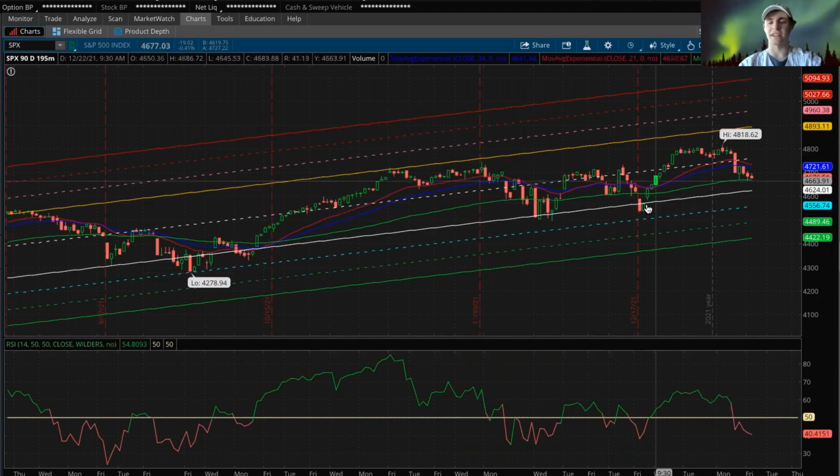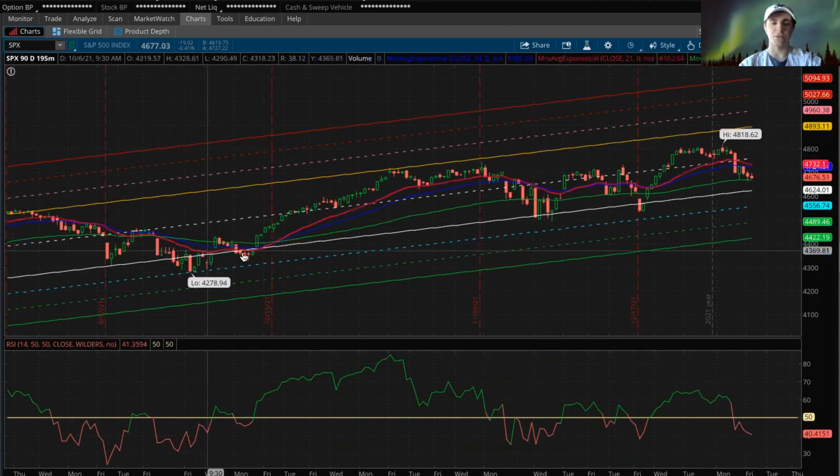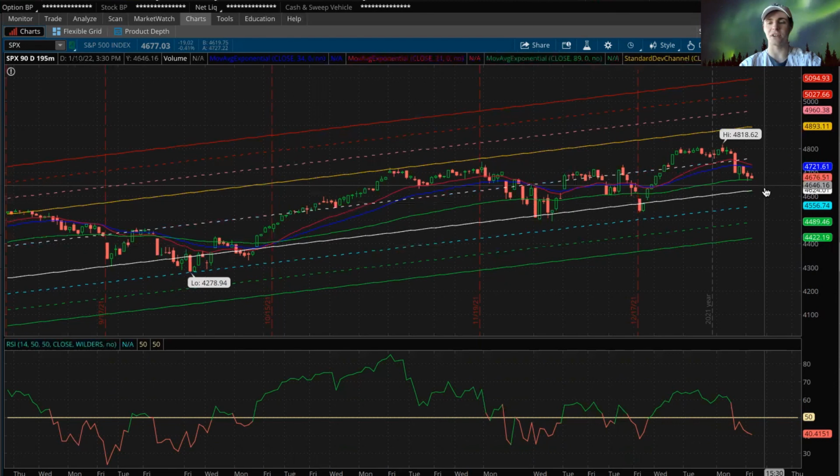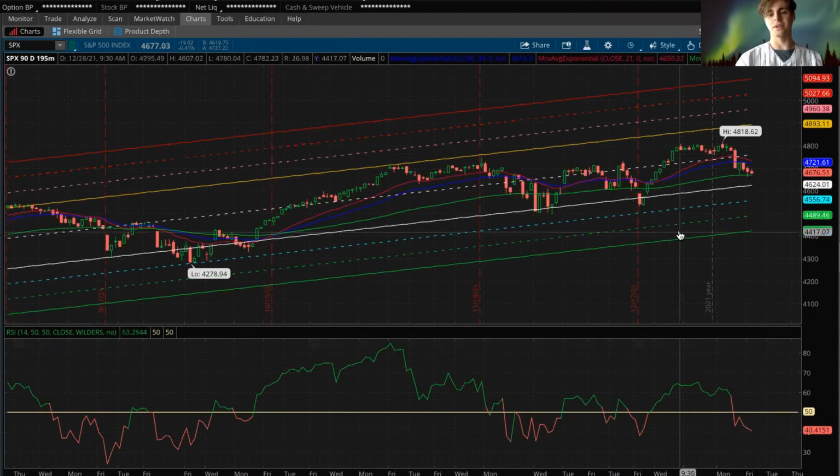But understand that the stock market is all about mean reversion, right? And you can see that for the past couple of months, we've chopped pretty perfectly in this channel on my 90-day 195 chart. Could we continue down next week? It's totally possible. Do I expect that? No.